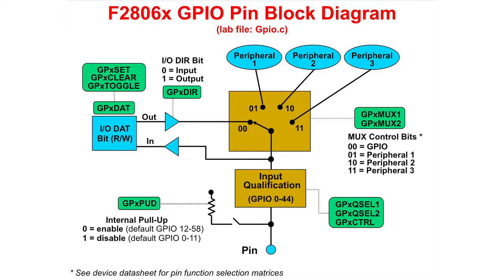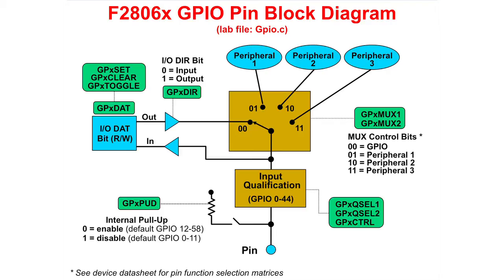This figure shows a single GPIO pin. If the pin is set as a GPIO by the GPIO multiplexer, the direction will be set by the GPIO direction register. The GPIO data register will have the value of the pin if set as an input, or write the value of the data register to the pin if set as an output. The data register can be quickly and easily modified using set, clear, or toggle registers.